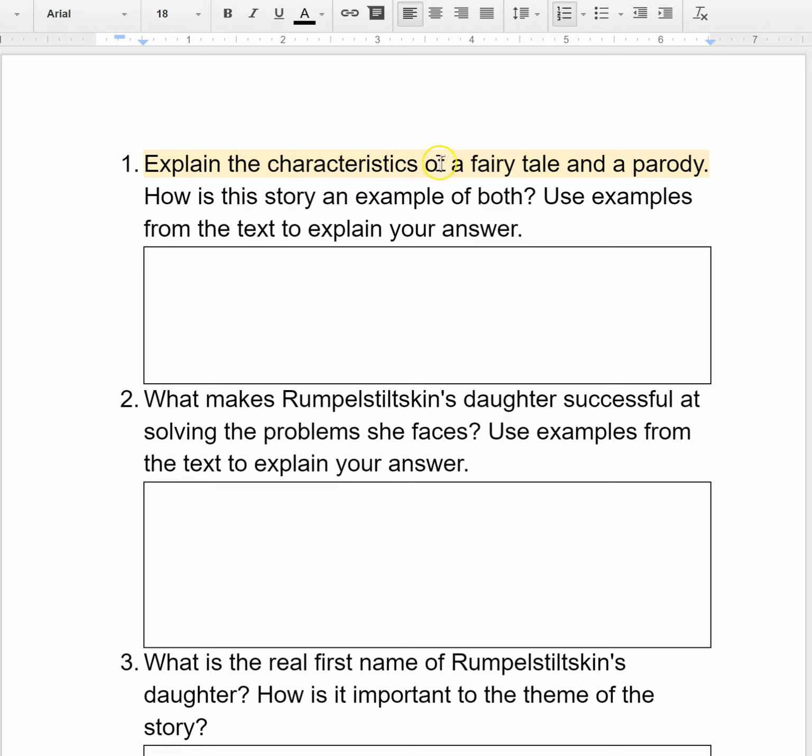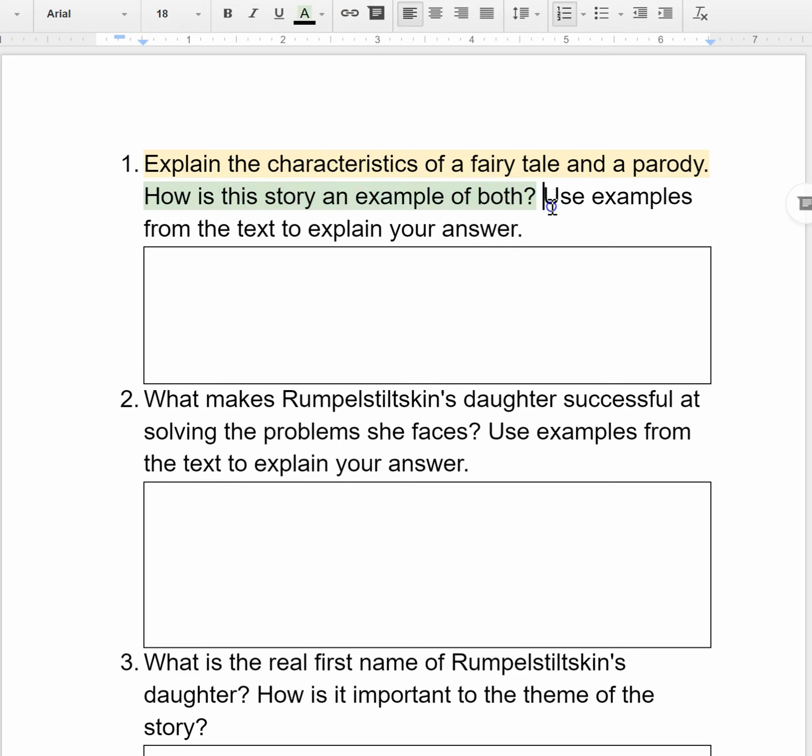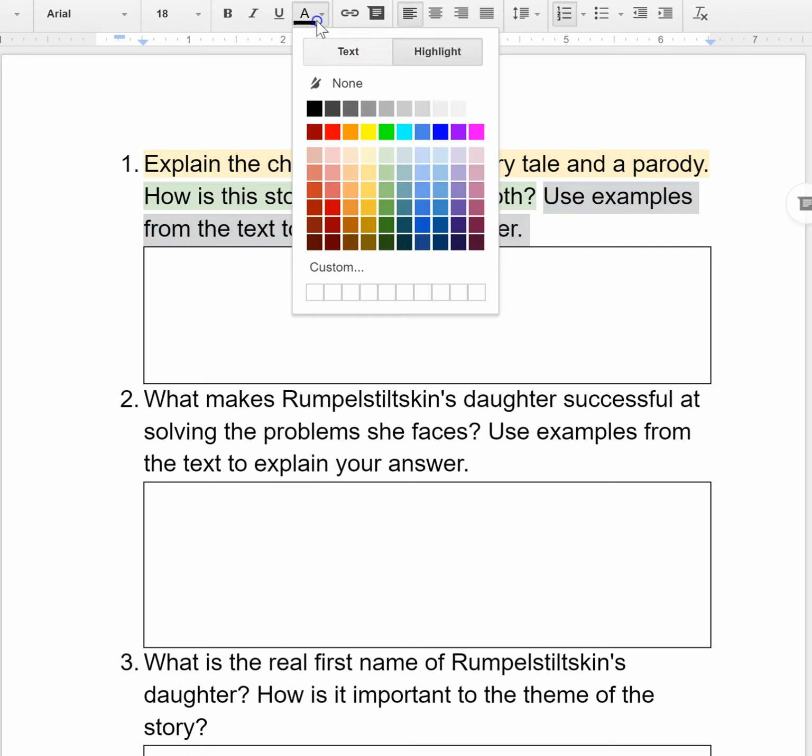So you need to explain, hey, what is a fairy tale exactly? What is a parody? Then, how is this story an example of both? So that's the second part you need to address. And then you need to make sure you use examples from the text to explain your answer.